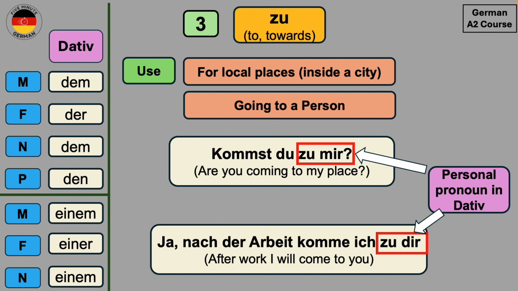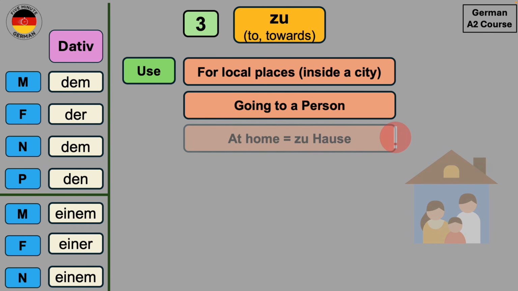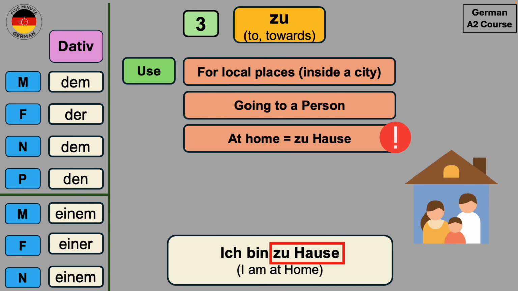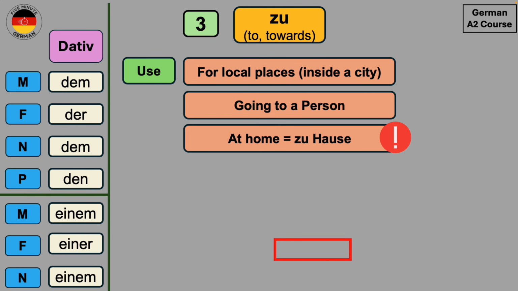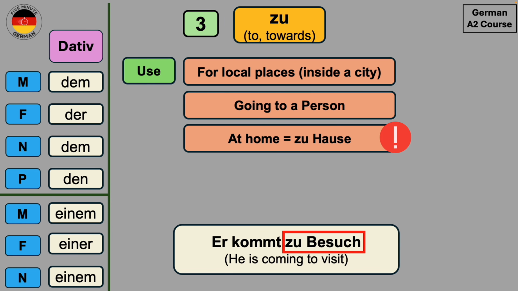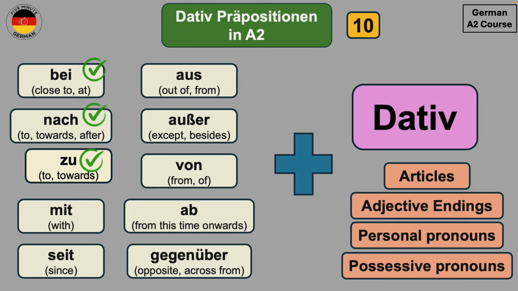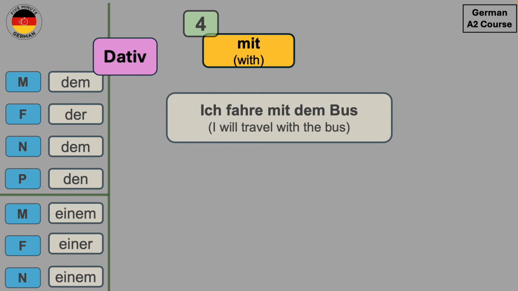Now there is another use of zu as well, and that is when we want to say at home. Then we say zu Hause. So the sentence will be ich bin zu Hause. I am at home. So zu Hause means at home. And in case you are visiting someone or somebody is visiting you, then you will say er kommt zu Besuch. He is coming to visit. So zu Besuch means to visit. And you don't use any article in this case. So this was zu. The next preposition is mit, which means with.